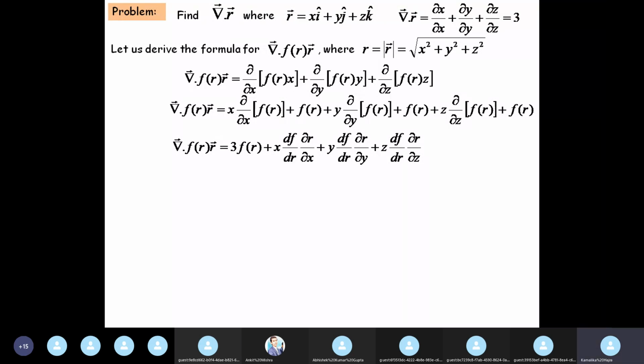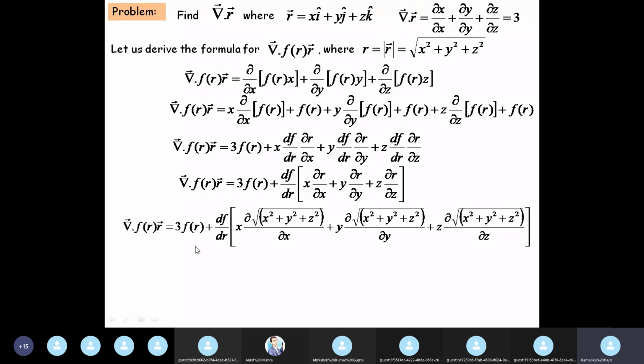Okay, from this y term here, we have y df dr into del r del y. And from this third term here, we have z df dr into del r del z. Okay, so we have now 3 FR term independent, and these three we have to solve. So 3 FR, we take df dr common from these three terms. So inside we are left with x del r del x plus y del r del y plus z del r del z. All right.